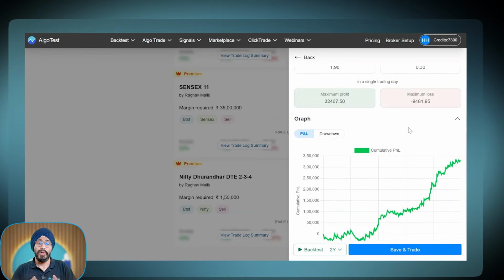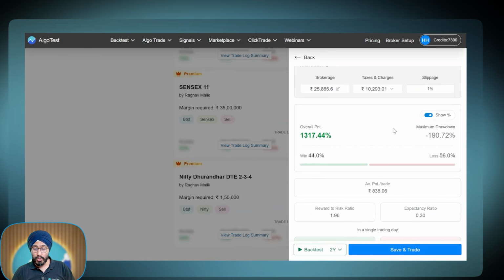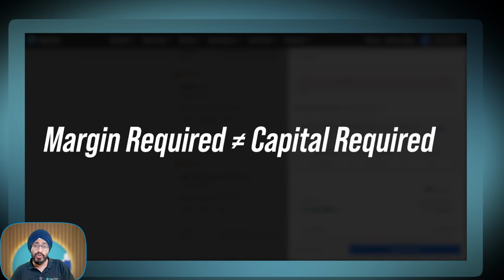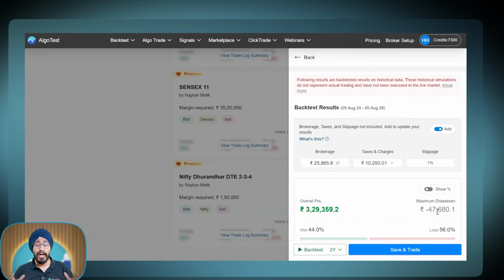All right. So now let's understand the drawdown and how to deal with it. As you can see, yes, the margin required to run this strategy is only 25,000, but your drawdown is 190% or around 50,000. Now, how does it work? All right. The margin required is not equal to the capital required. Guys, you will need more capital to run this strategy. I am not saying keep this capital in your broking account. It can be in your bank account. You can earn money on it. It's up to you.